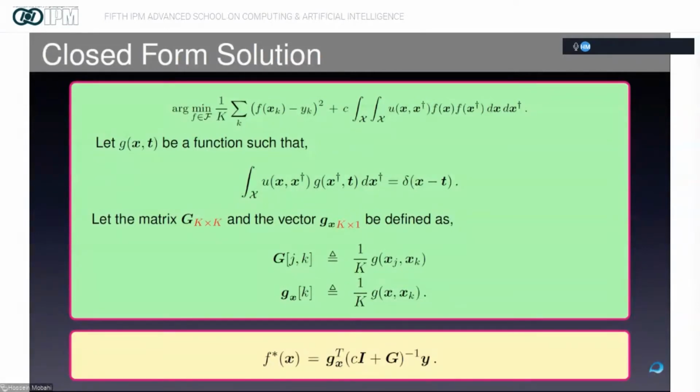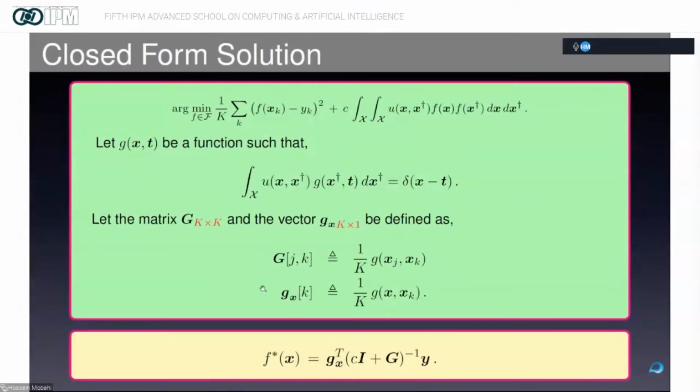If I know the Green's function of my regularization, then I can evaluate it at my training points in order to construct a matrix G. This matrix G has components where the JK component is the application of the Green's function to training points xj and xk. The Green's function has two arguments, in the same way that our regularization operator has two arguments. This matrix is shown by capital G.